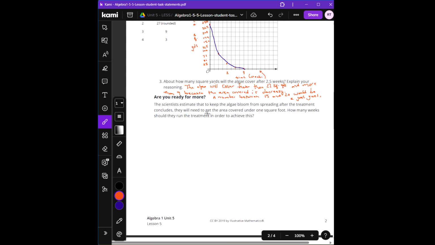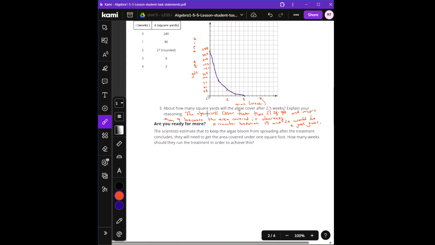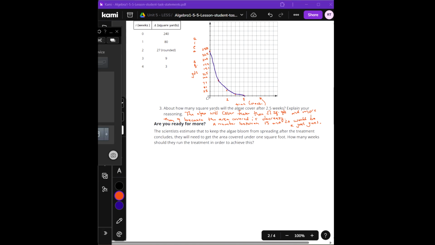Okay, the scientists estimate that to keep the algae bloom from spreading after the treatment concludes, they will need to get the area covered under 1 square foot. How many weeks should they run the treatment in order to achieve this?